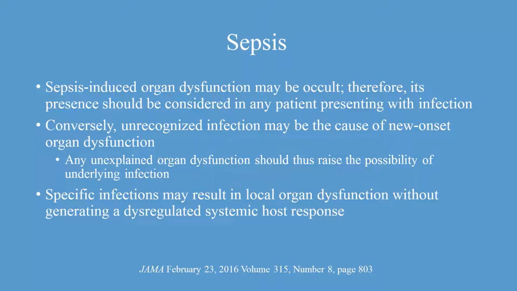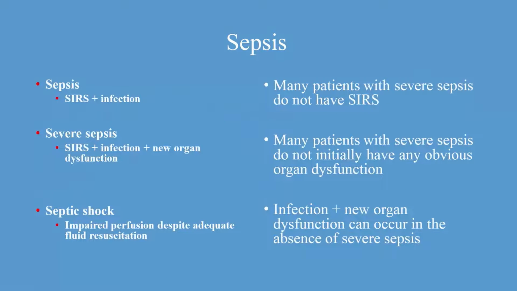So if you have any patient you think is septic, then you really have to look closely for any organ dysfunction. If there's anybody who has some new organ dysfunction that you can't explain, you've got to look for infection. All right, so to revisit the traditional definition, sepsis, SIRS plus infection. As we've noted, a lot of these patients don't have SIRS. The new organ dysfunction, well, a lot of them don't have any obvious organ dysfunction.